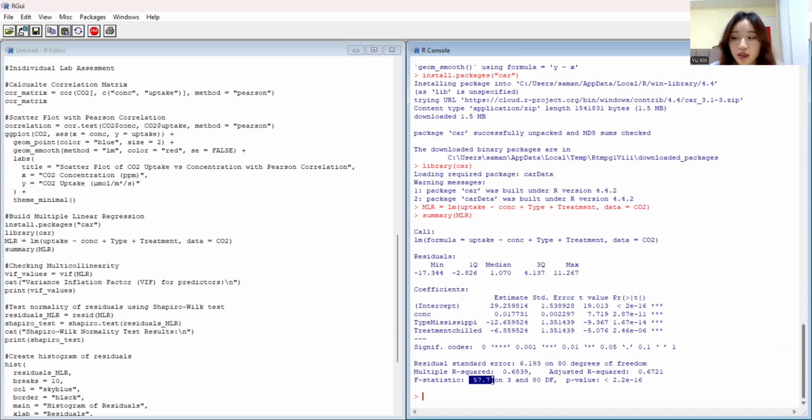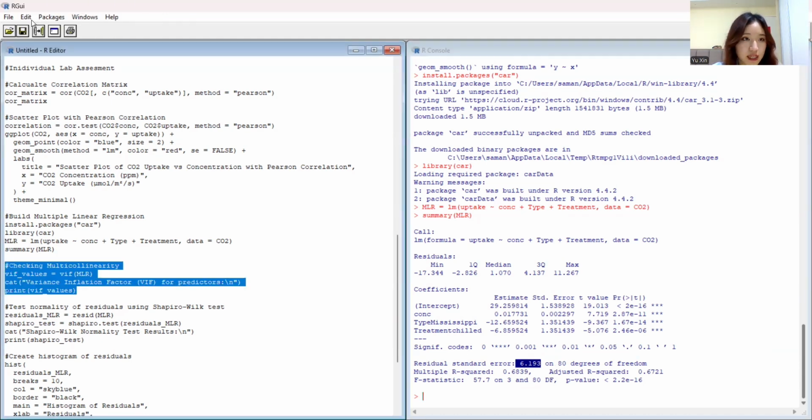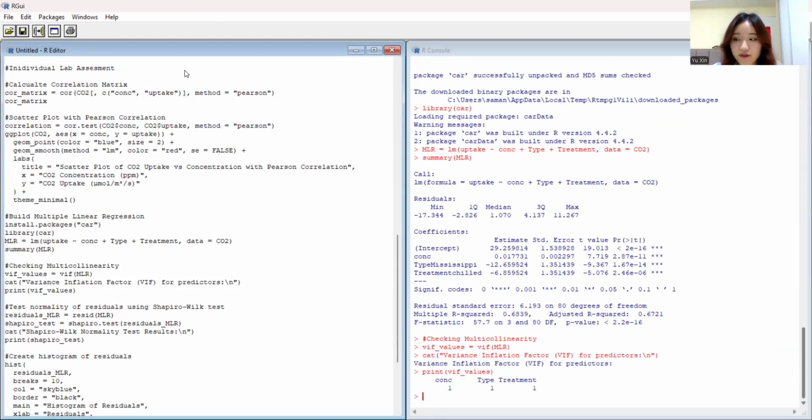The residual standard error is 6.193, indicating the average difference between actual and predicted uptake values. Besides that, the VIF value for all predictors is 1, meaning there is no multicollinearity. This shows that the predictors are independent of each other and do not overlap, which is good for the model.